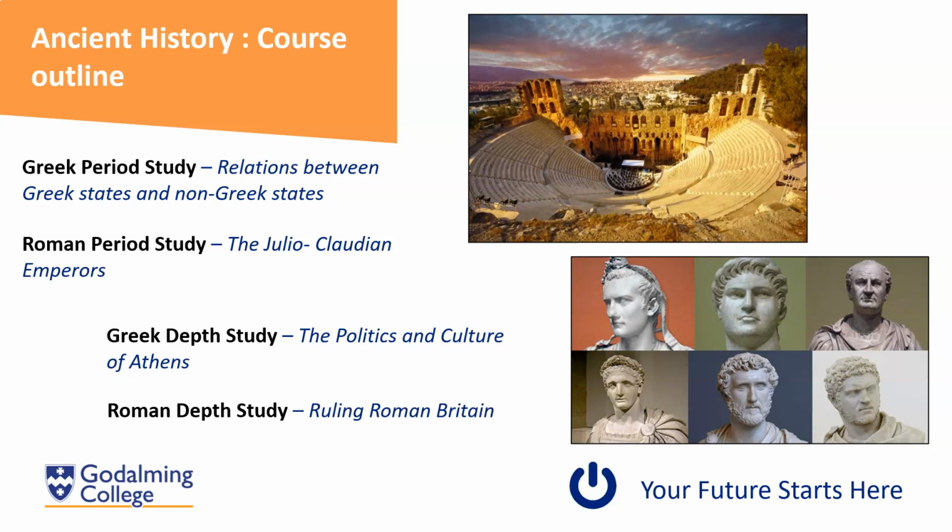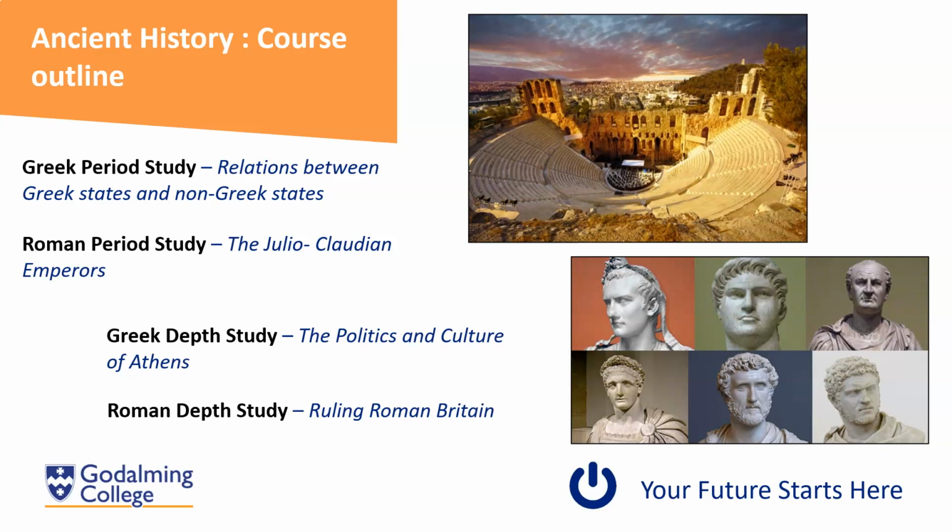So we begin in the first year by looking at 2 period studies designed to give you a broad span of the ancient Greek world and also looking at the early years of the Roman Empire. So the first topic we look at is entitled Relations between Greek states and non-Greek states, and then the second topic is the Julio-Claudian emperors, the first dynasty of Roman emperors.